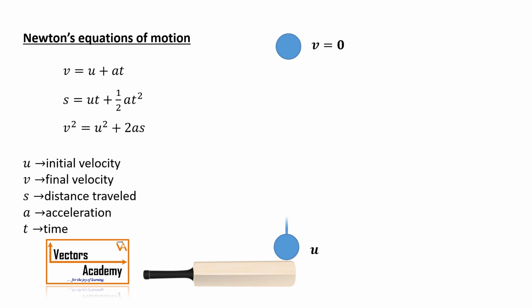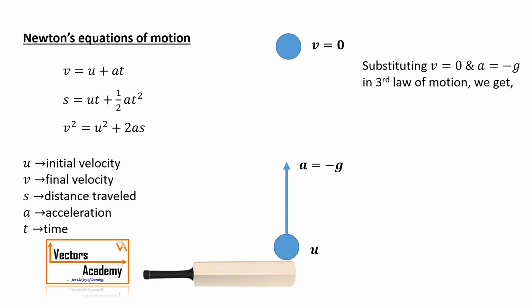When we throw it upwards, the gravity actually opposes it. So the speed goes on decreasing, and hence the acceleration is negative. So the value of a is minus g, as the gravity opposes the motion of the object. Now, if we substitute the value of v and a in the third law of motion, we will get 0 is equal to u square minus 2gs. And simplifying, I'll get s is equal to u square by 2g.